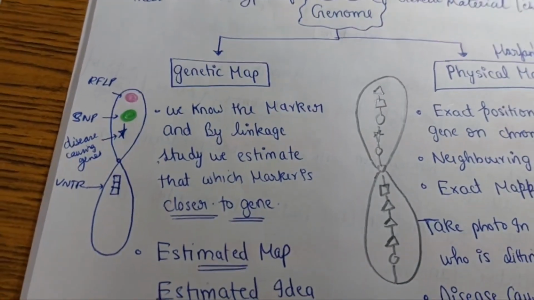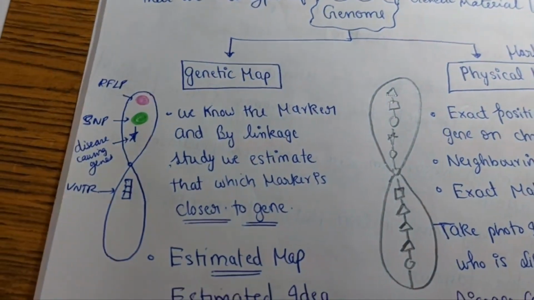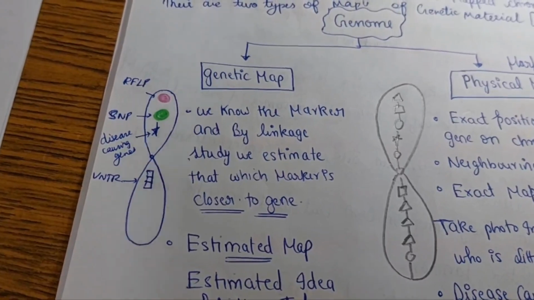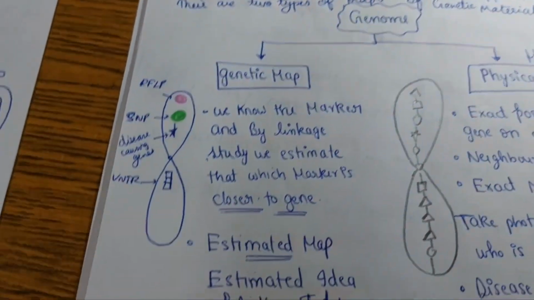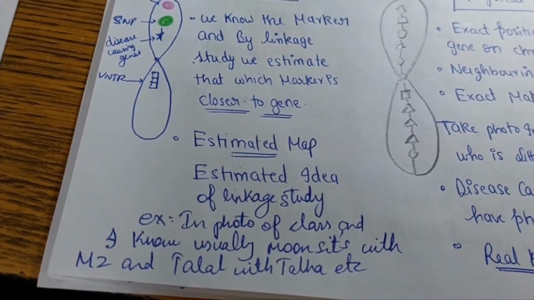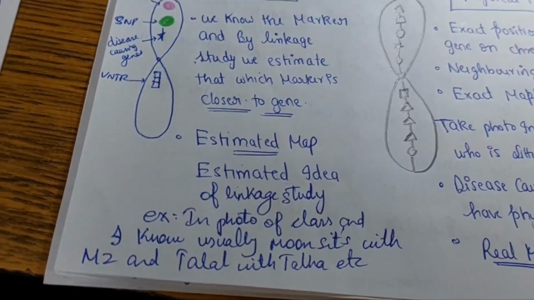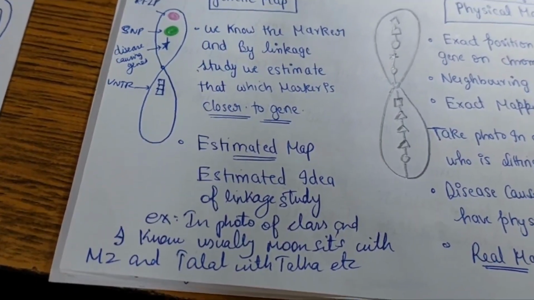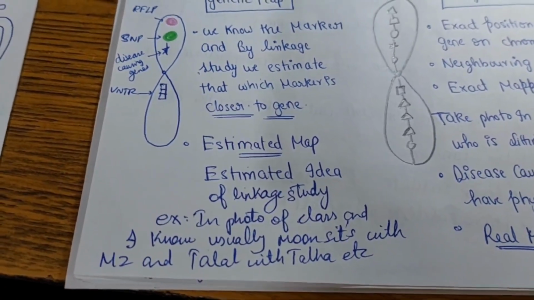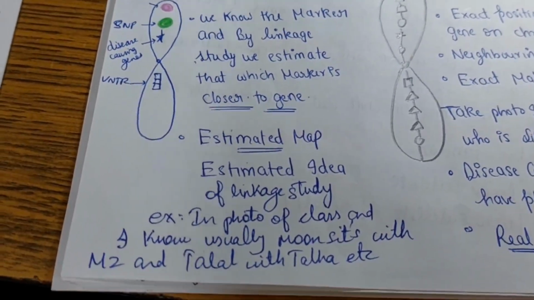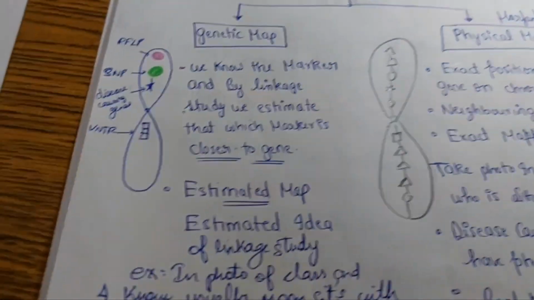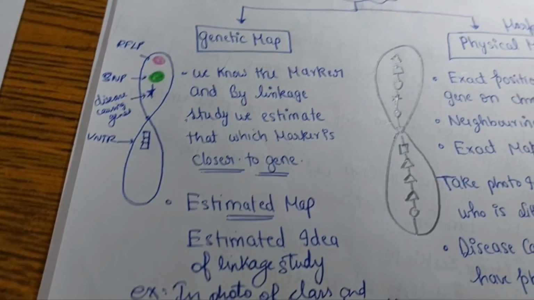So in a genetic map we know the genetic markers, and by linkage study we estimate which marker is closer to the disease-causing gene. For example, if a group of people is sitting, and we estimate that usually Moon sits with Mahfuz and Talal sits with Talha, but we don't have the photo of that group, then based on the linkage we are mapping the class. The concept of a genetic map is the same.